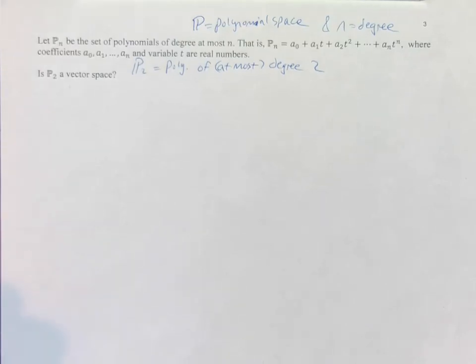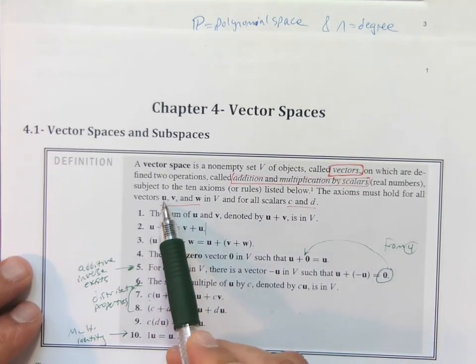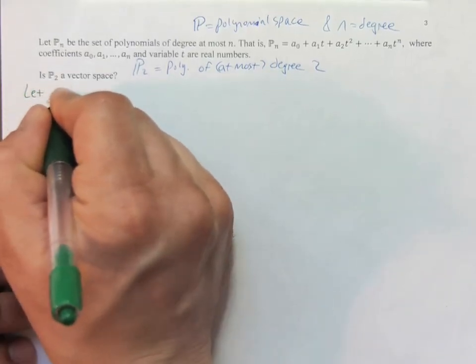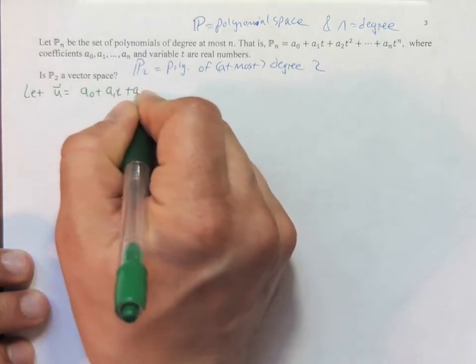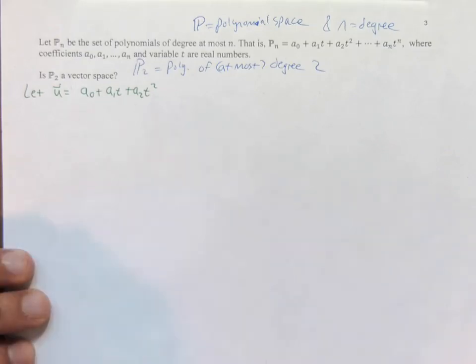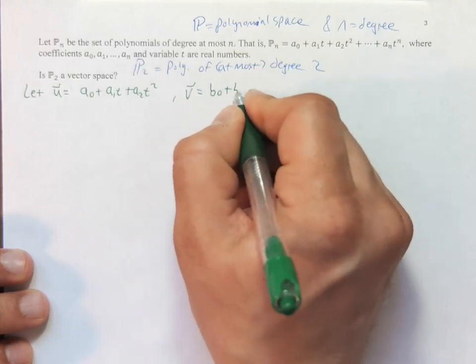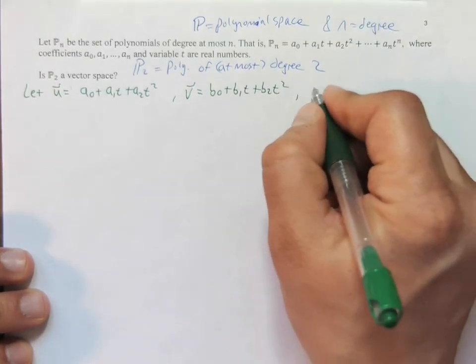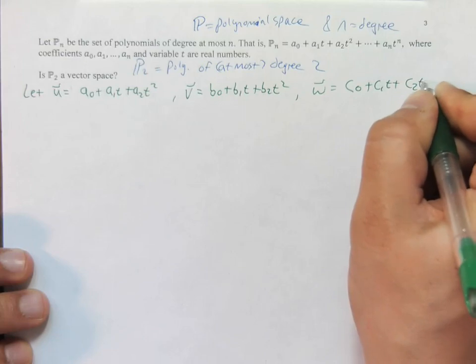The first thing we need to do is pick 3 arbitrary elements in the space. We want to go through the 10 axioms, and in order to do that, we need a u, a v, and a w in the space. So let's pick 3 vectors. Let u be a0 plus a1t plus a2t squared, some arbitrary degree 2 polynomial. Let v be another arbitrary degree 2 polynomial, b0 plus b1t plus b2t squared. And let w be c0 plus c1t plus c2t squared.